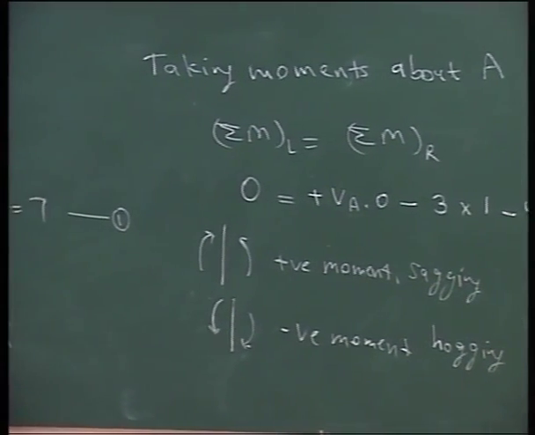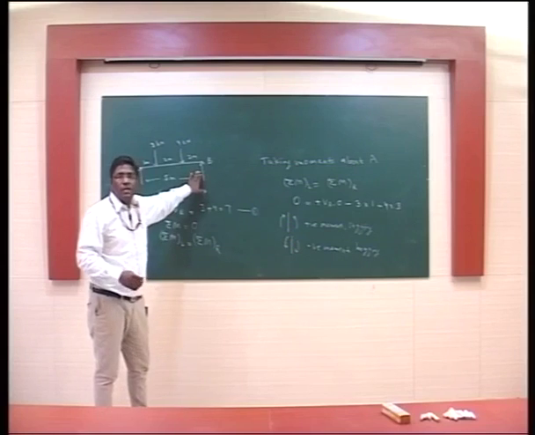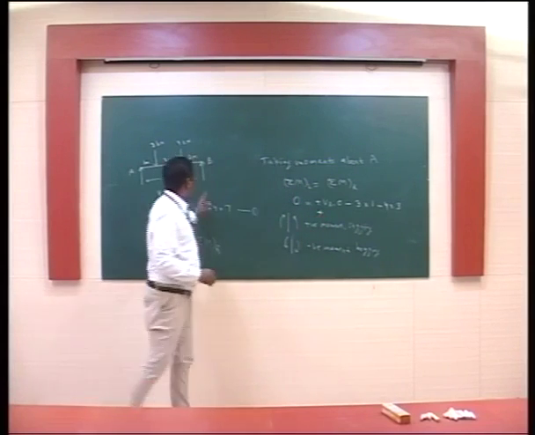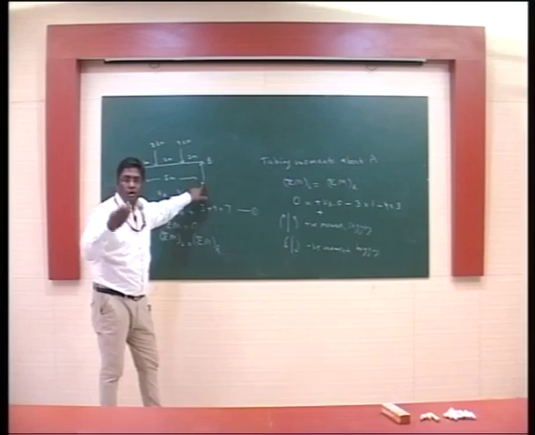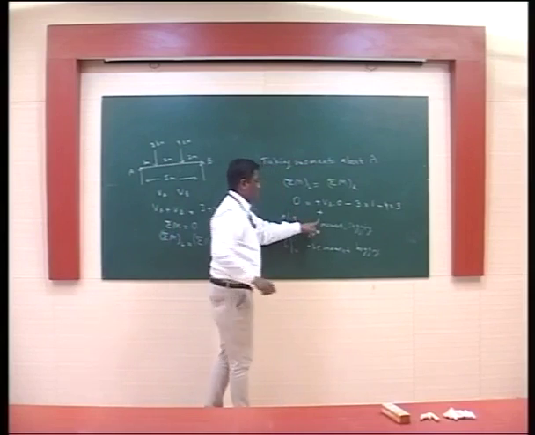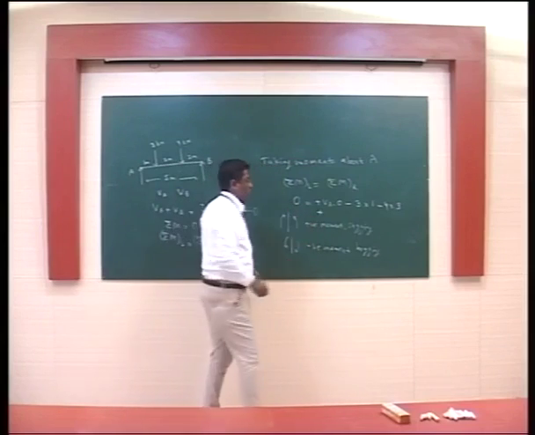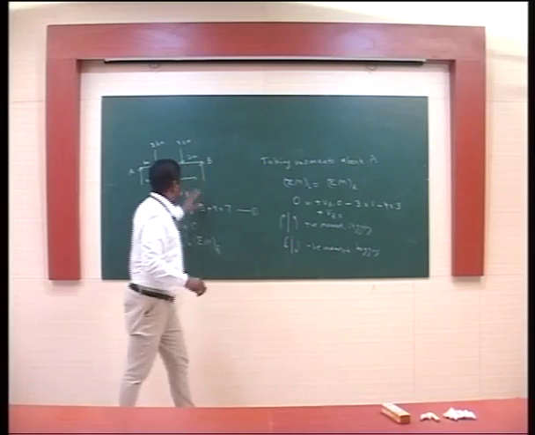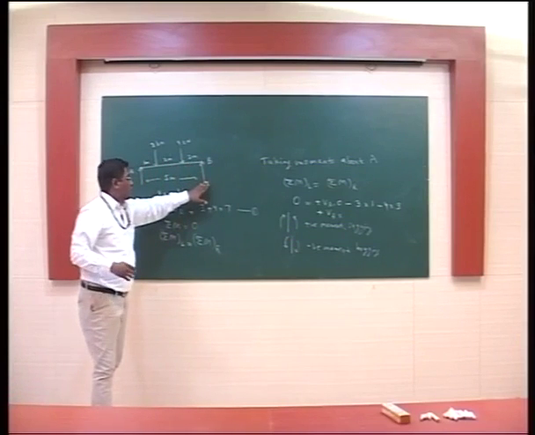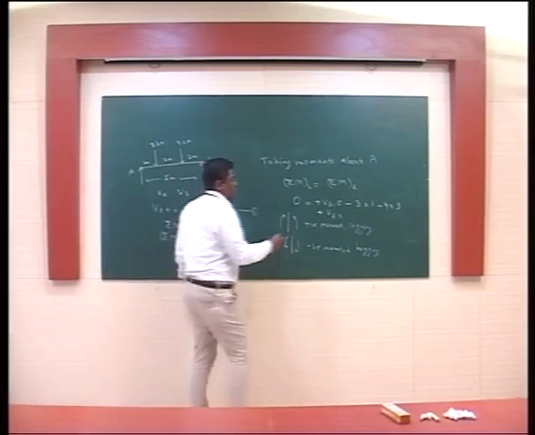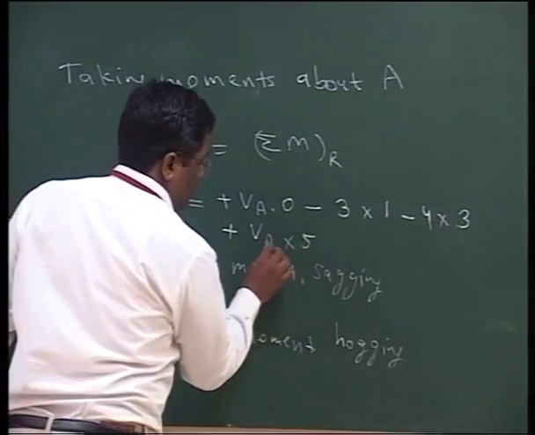The last point is VB, the vertical reaction at point B. As it is giving a positive or upward bending moment, that means the sign will come as positive. Now VB into the distance. The distance of VB from A is 5 meter. That means it will be 5.